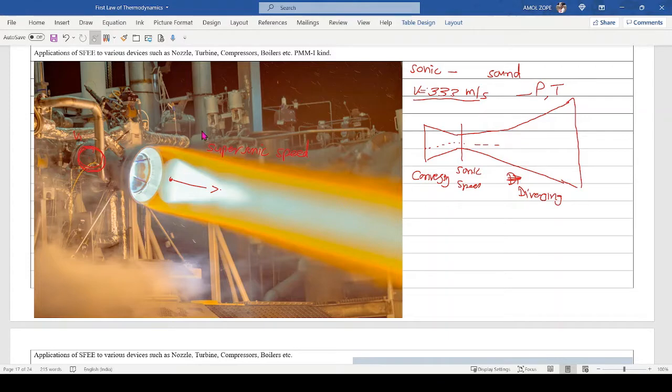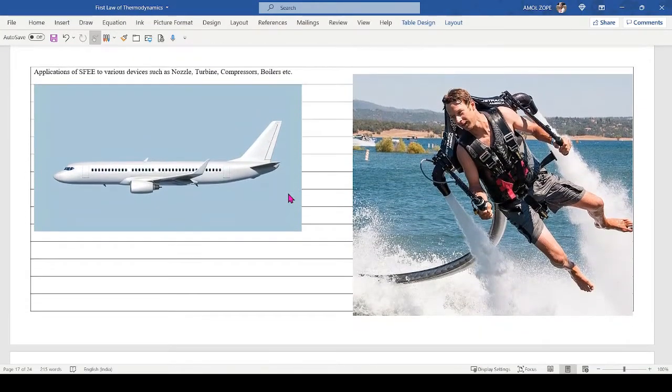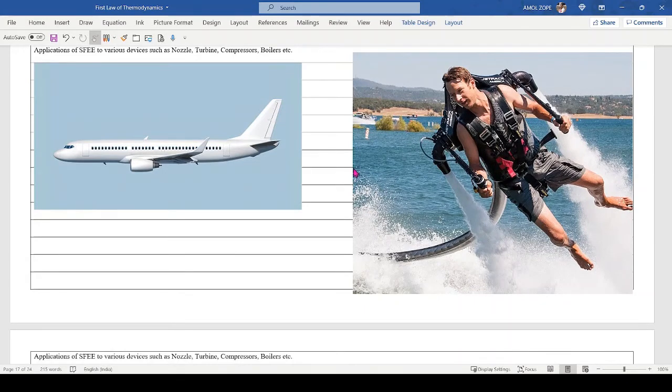Okay, so that is why for a very high velocity you can look at the shape of the nozzle like this. But when the velocity is not sonic, when it is subsonic, look at the shape of the nozzle here. Look at the shape of the nozzle.